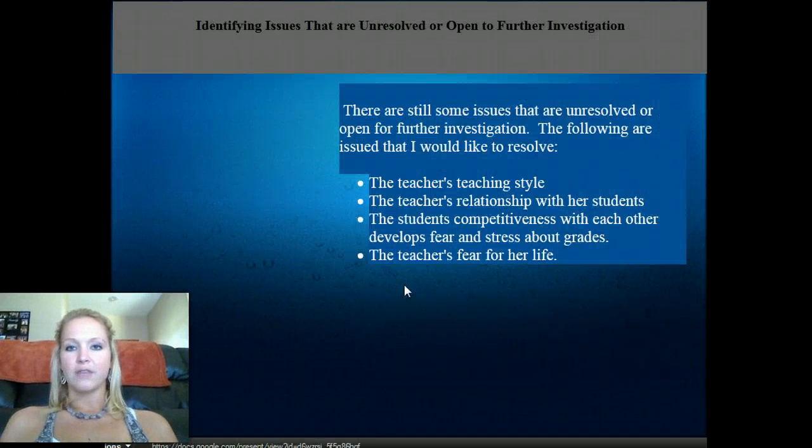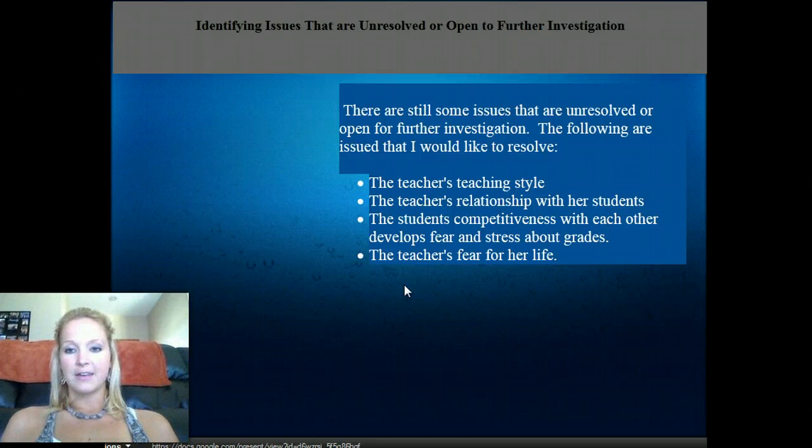Identifying issues that are unresolved or open. There are still some issues unresolved. These are some that I thought of. The teacher's teaching style. She hasn't got any support yet for her teaching style to help her. The teacher's relationship with her students, I haven't seen any improvement there yet.